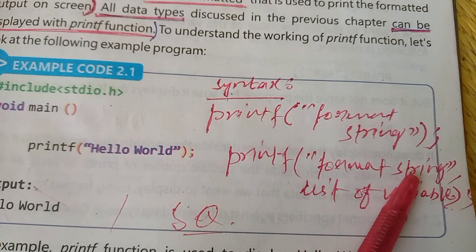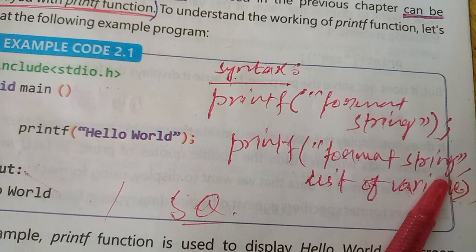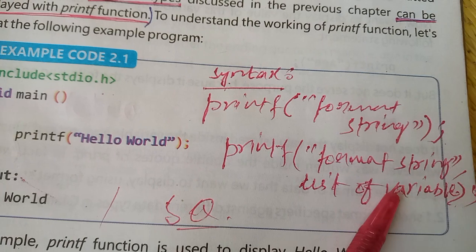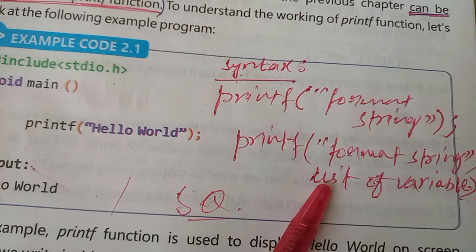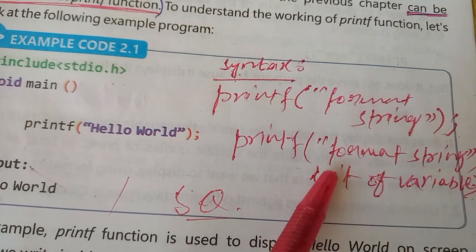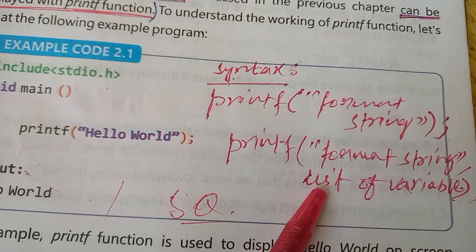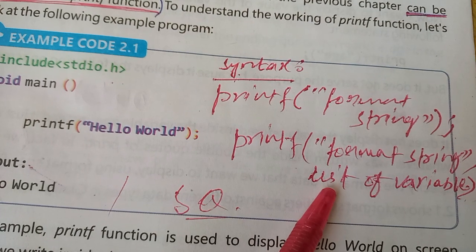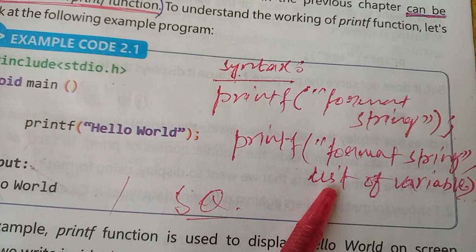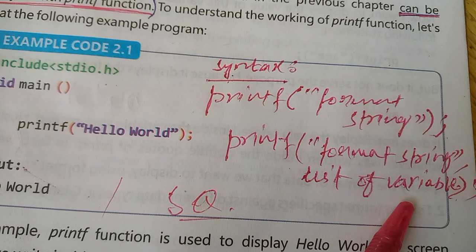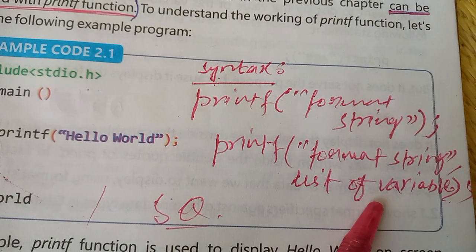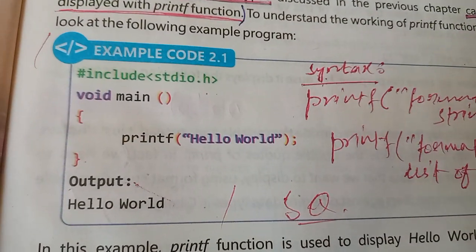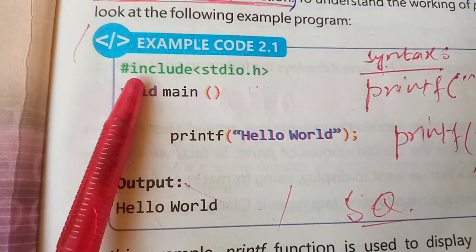So the user reads this text and then gives input, and then the variables are used to print the values on the screen. Here the second argument or the parameter is the list of variables. Here you will write different variables separated by commas, and the values of these variables will be printed on the screen. Here is a simple example, a very simple example.